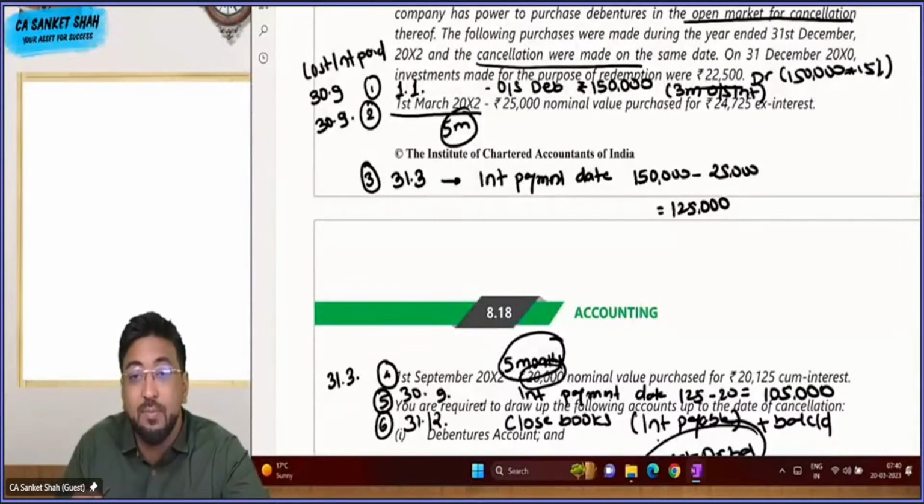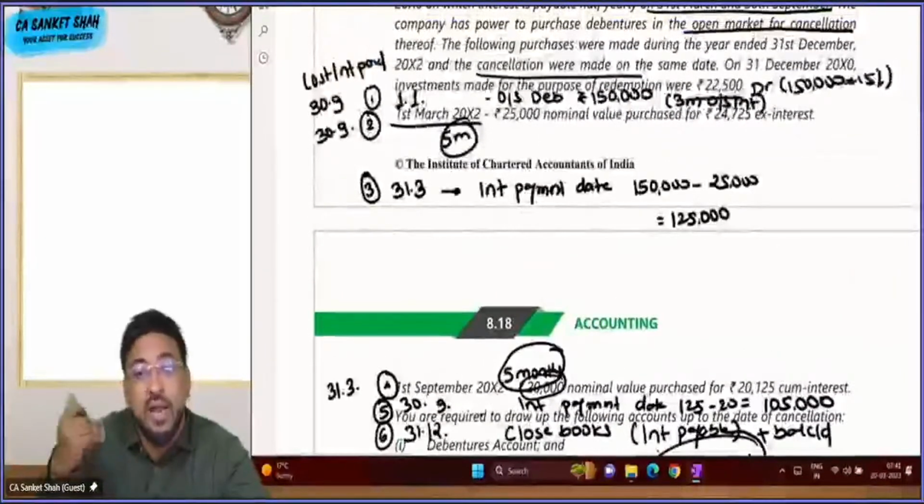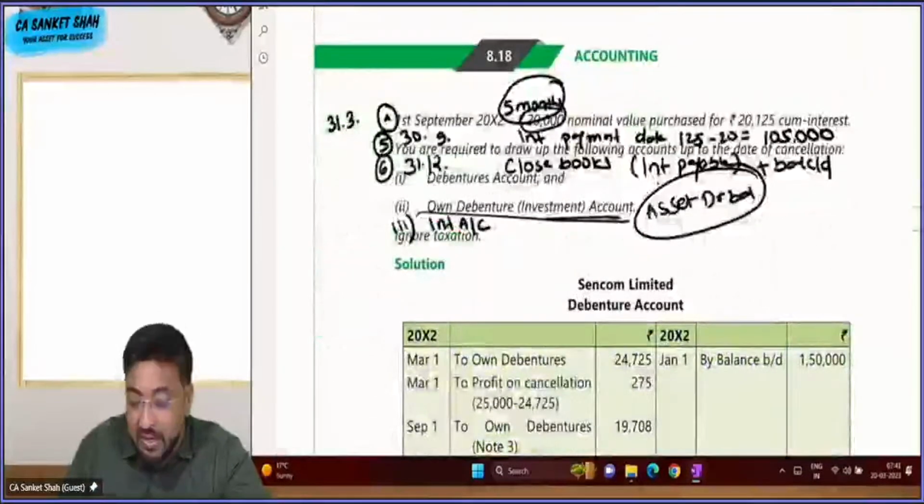अभी 30 सितंबर के बाद 1 मार्च को हमने अपने डिवेंचर्स जाके मार्केट में से खरीदे. अभी 1 मार्च को अपने डिवेंचर्स मार्केट में से खरीदो तो 30 सितंबर को लास्ट इंटरेस्ट पे हुआ रहेगा. तो अपने को सामने वाले को 5 महीने का इंटरेस्ट देना पड़ेगा. इसके बाद हमारे पास हमारे डिवेंचर्स आ गए. सर 1,50,000 के डिवेंचर्स थे हमारे पास, अभी 25,000 के हमारे डिवेंचर्स आ गए. तो बच्चे कितने? 1,25,000. तो 1,25,000 का 31 मार्च को अपने को इंटरेस्ट पे करना है. सर वेरी सिंपल.